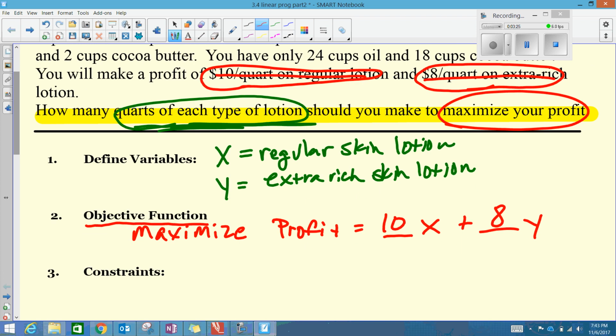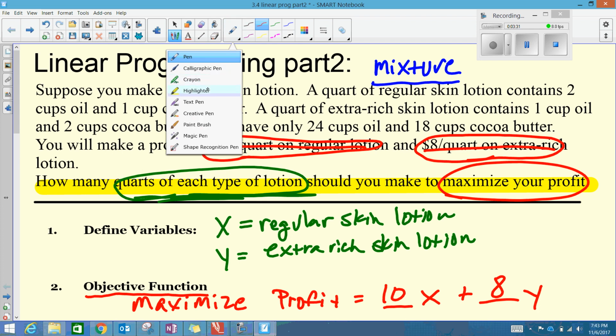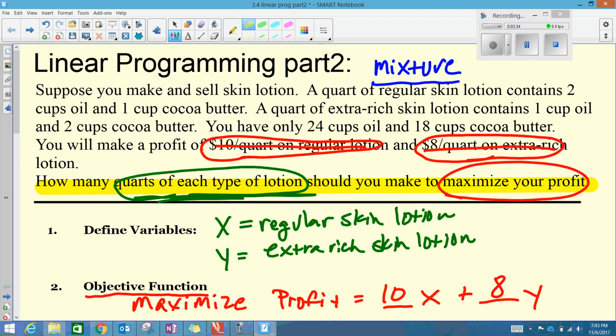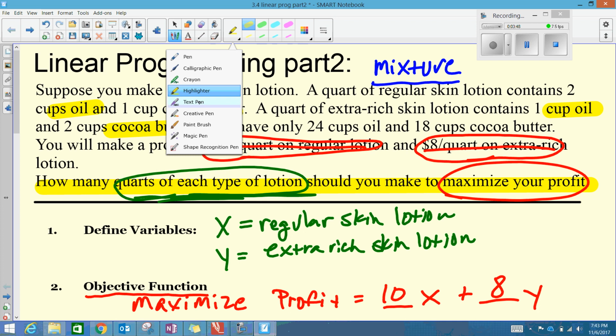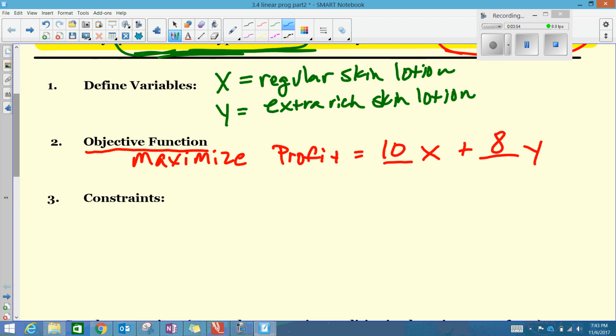Now when it comes to constraints, if you look through this, again, there's a lot of words, and that tends to be confusing for people. But if you look through this, you can see that we're talking about oil and cocoa butter. So our constraints are really how much oil and cocoa butter we have in order to make the lotions. In these mixture problems, you can actually name your constraints, just like we named the mom constraint and the pizza manager constraint. These constraints we can name oil and cocoa butter because we're not selling oil and cocoa butter, but the amounts we have dictate how much lotion we can make.